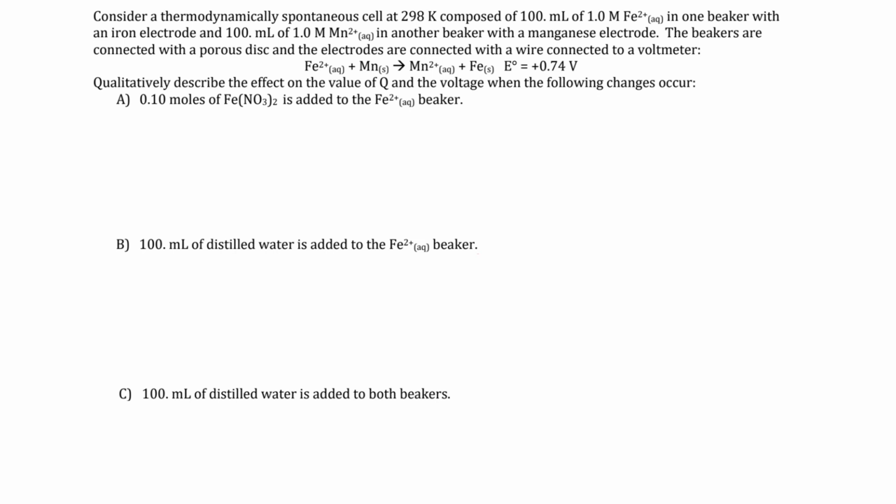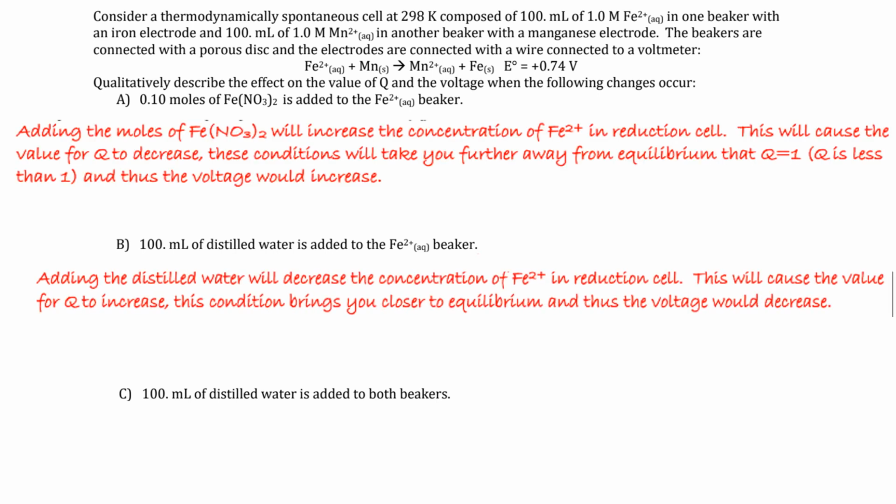Qualitatively describe what happens to Q. So you have our first scenario. You have 0.10 moles of iron 2 nitrate added to the iron 2+ beaker. So what's going to happen qualitatively? Adding the moles of iron 2+ will increase the concentration of iron 2+ in the reduction cell, and this will cause the value for Q to decrease, and your conditions will take you further away from equilibrium, where Q equals 1. Q is less than 1 now, and thus the voltage would increase.